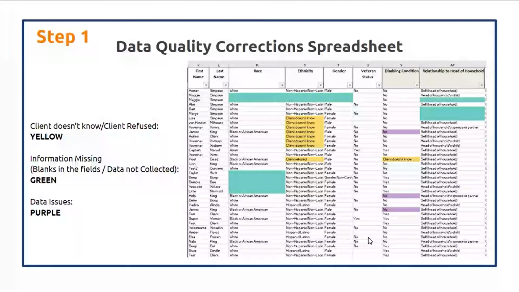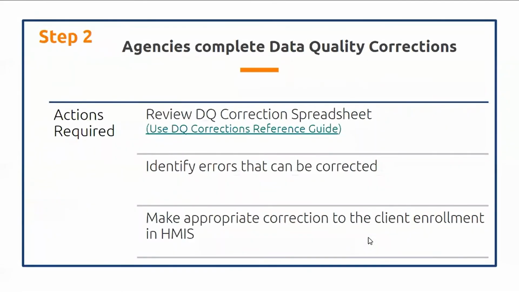So in green, we highlight missing responses. In yellow, we highlight client doesn't know and client refused, which, as you know, are also considered completeness errors. And in purple, we have accuracy issues, for example, the problems we saw with the disabling condition or with the head of household.